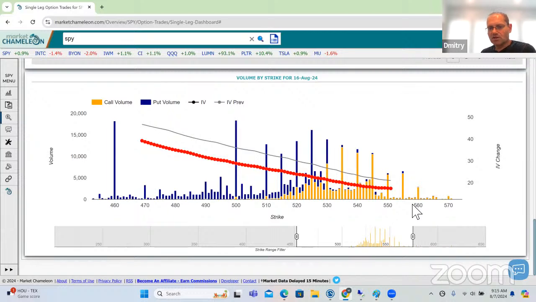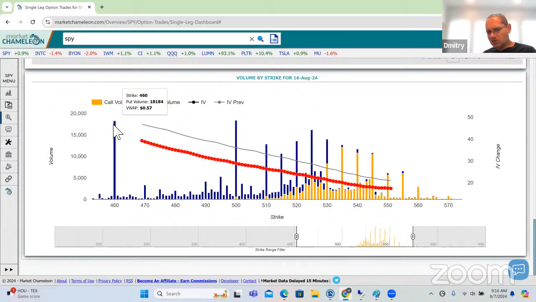A couple of strikes that stand out here are the 500 strike and the 460 strike. So those two strikes kind of stand out. Keep in mind, we're only filtering for single leg trades. So if it was entered as a spread and executed as a spread, it's not included in this volume.